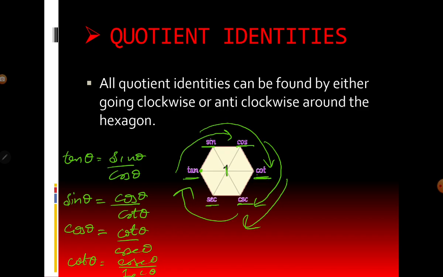Okay. Again, what is left now? Now these three functions I am taking. Secant, cosecant and tangent. So I'll get cosecant theta. Cosecant theta is what? Secant theta by tangent theta.